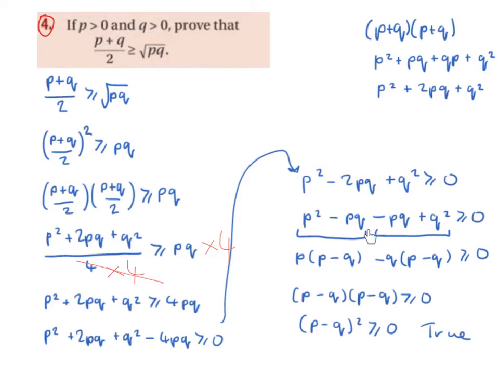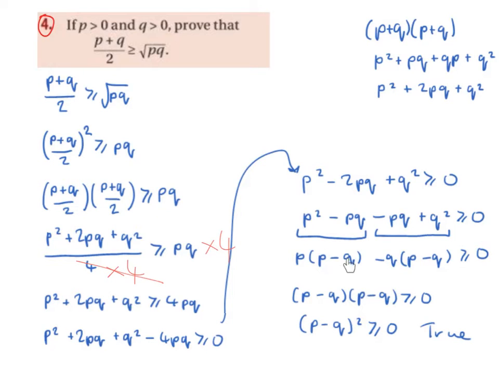I'm going to take the first 2 terms, p squared minus pq, and I'm going to factorize it, and I get p multiplied by (p minus q). And then I'm going to take the second 2 terms, which is minus pq plus q squared. I'm going to factorize them, and I'm going to take out the minus q as the highest common factor. So I'm going to have minus q multiplied by (p minus q), and that's all greater or equal to 0.